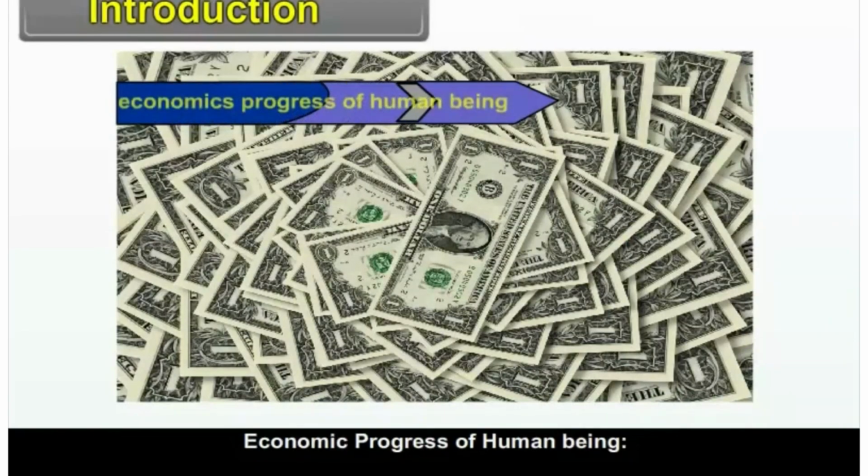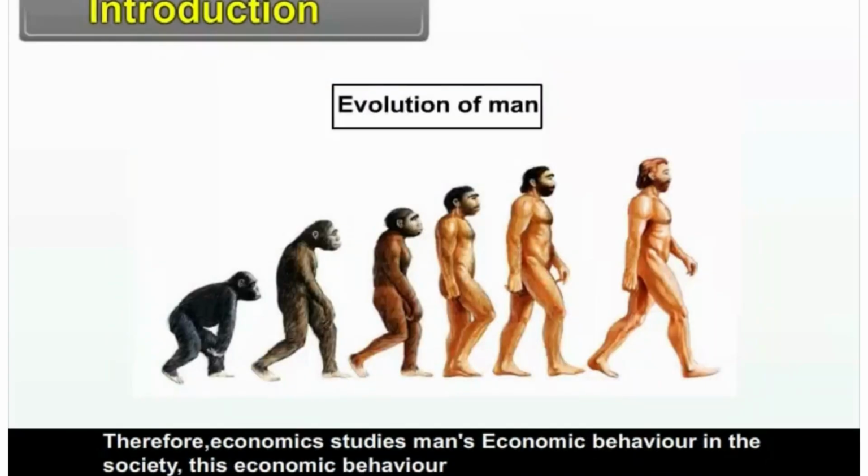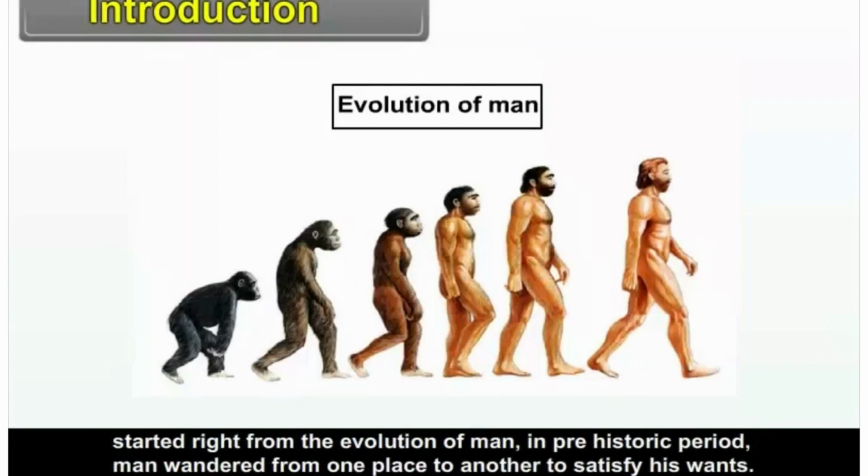Economic progress of a human being. Man is a social animal, and economics is an important branch of social science. Therefore, economics studies man's economic behavior in the society. This economic behavior started right from the evolution of man.